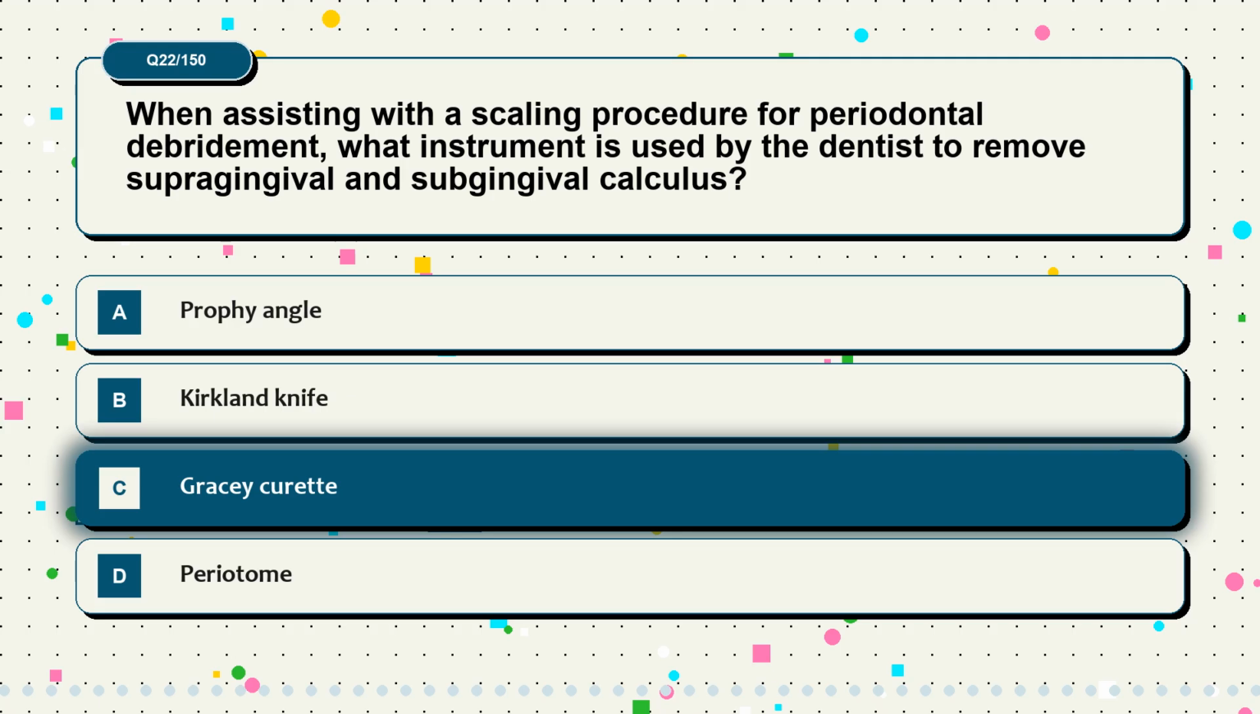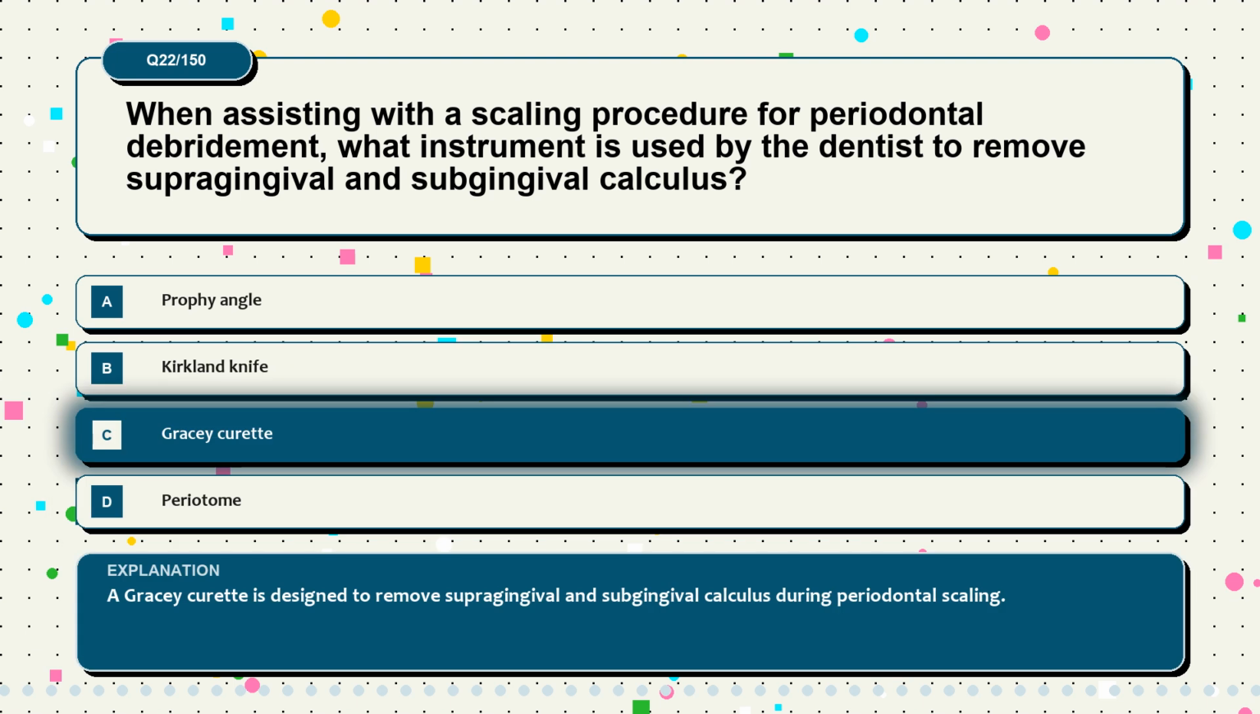The correct answer is option C. Gracey curette. A Gracey curette is designed to remove supragingival and subgingival calculus during periodontal scaling.